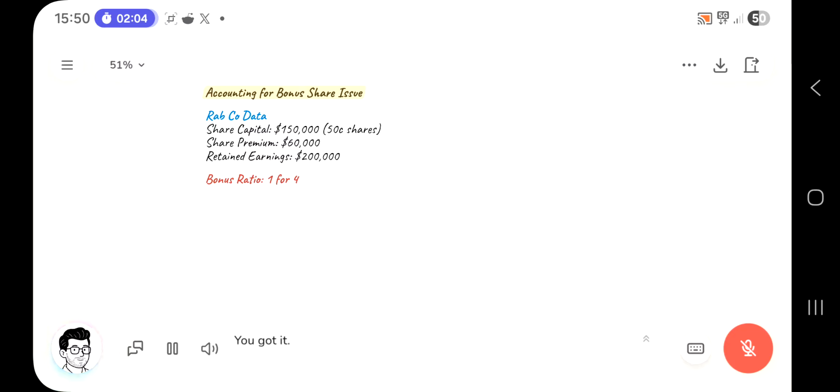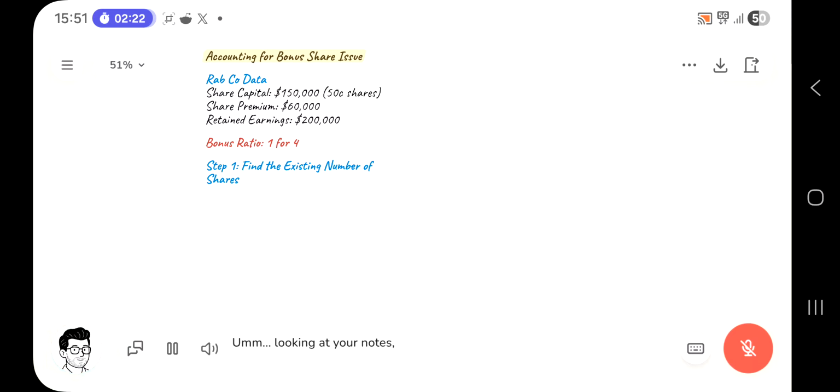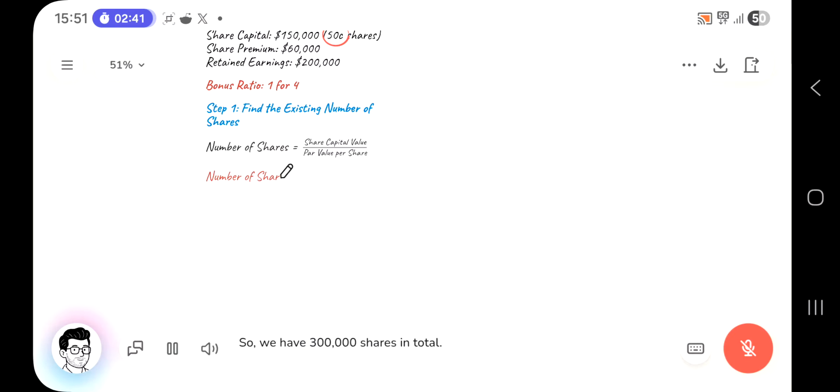You got it. Let's start by figuring out exactly how many shares are out there right now. This is the first step, because the bonus issue depends on the number of shares, not the dollar value. Looking at your notes, the share capital is $150,000, and each share is worth 50 cents. So, we have 300,000 shares in total.